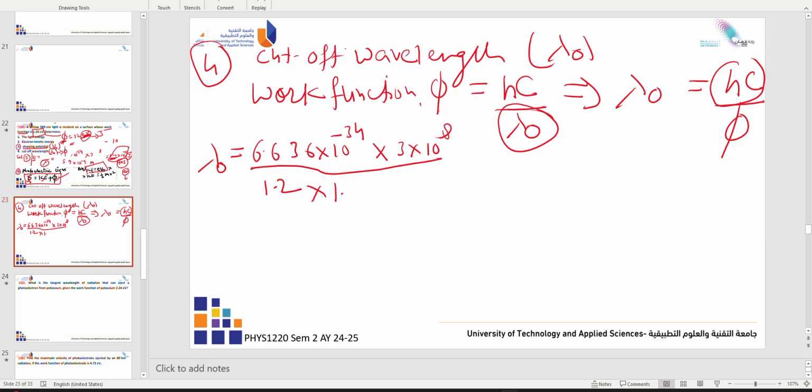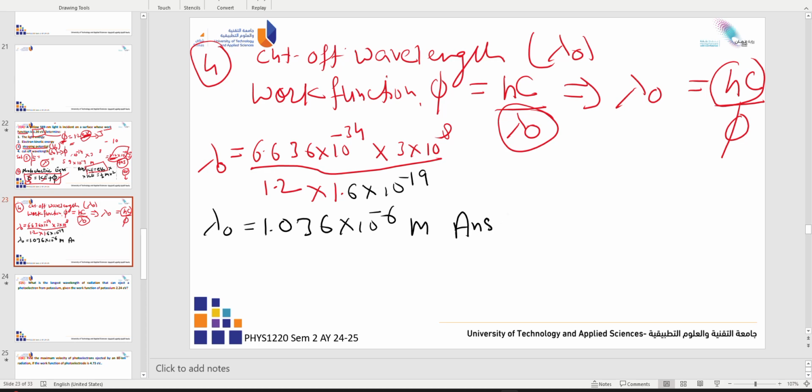So here we have to find the value of lambda naught. I need to write here 1.6 times 10 to the power minus 19 for the work function in joules. The value of lambda naught will come to around 1.036 multiplied by 10 to the power minus 6 in the unit of meter. In the unit of meter, this is your answer.